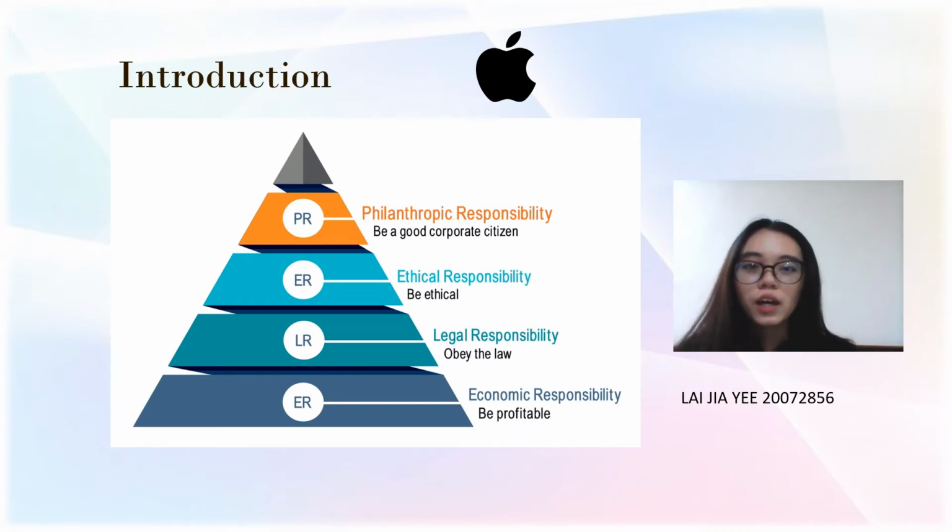Good morning, everyone. Today we'll be using Carroll's pyramid to talk about the social responsibilities that Apple is practicing. Carroll's pyramid indicates that total corporate social responsibilities can be divided into four primary criteria. These four criteria fit together to form the whole of a company's social responsibilities. So let's start with economic responsibilities.